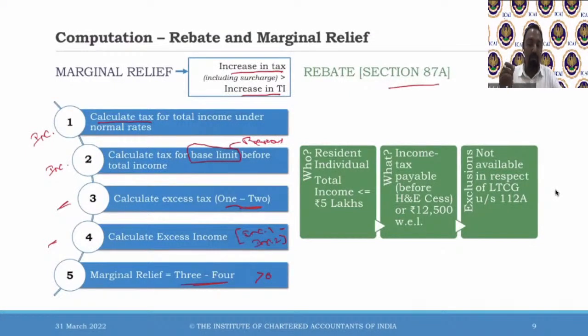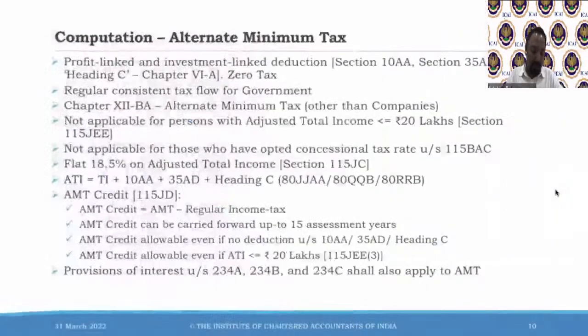But the moment you cross your income above 5 lakhs, let's say you have 5,10,000 or even 5 lakhs and 1 rupee, the provision is not at all applicable. You'll have to pay the tax on the whole rupees. So that's what it is about. And it is not available in respect of long-term capital gain under section 112A. So it is not eligible for long-term capital gain under section 112A. So that is about your marginal relief and other things.